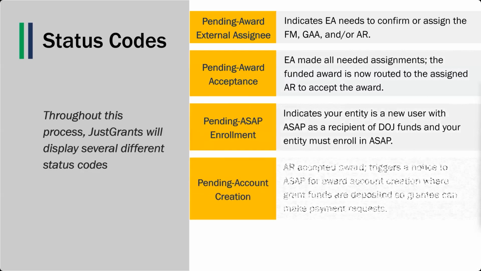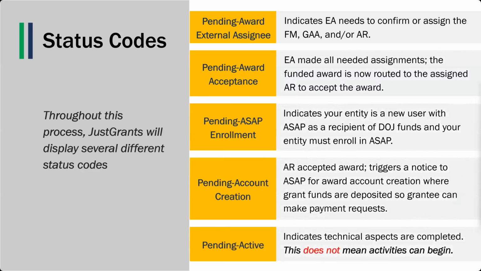Now, pending account creation, this status indicates that the authorized representative accepted the award, and this triggers a notice to ASAP for the award account creation where grant funds are deposited so grantees can make payment requests. And finally, there is pending active, and this status indicates all technical aspects of award acceptance are completed.